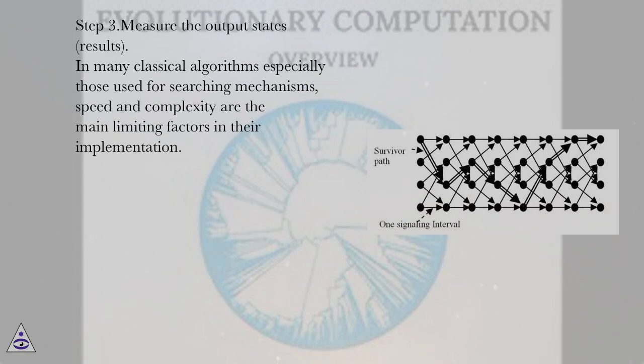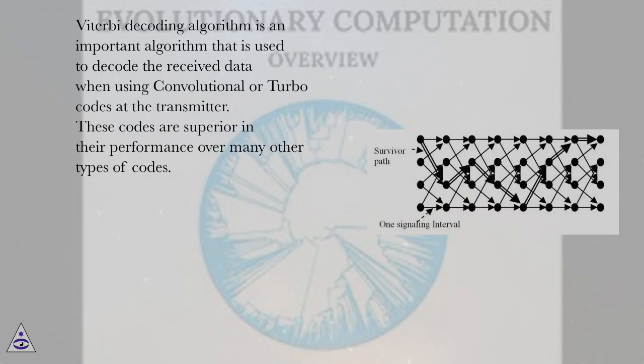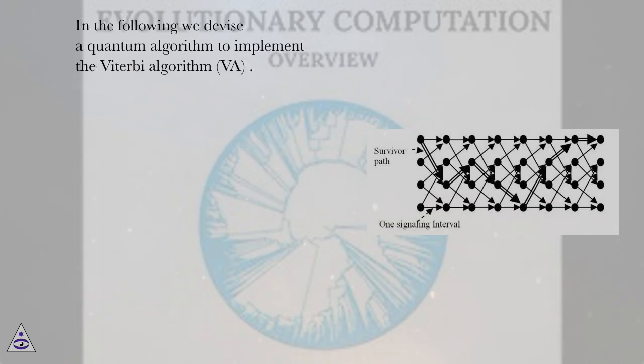In many classical algorithms, especially those used for searching mechanisms, speed and complexity are the main limiting factors in their implementation. The Viterbi decoding algorithm is an important algorithm that is used to decode the received data when using convolutional or turbo codes at the transmitter. These codes are superior in their performance over many other types of codes. In the following we devise a quantum algorithm to implement the Viterbi algorithm, VA.